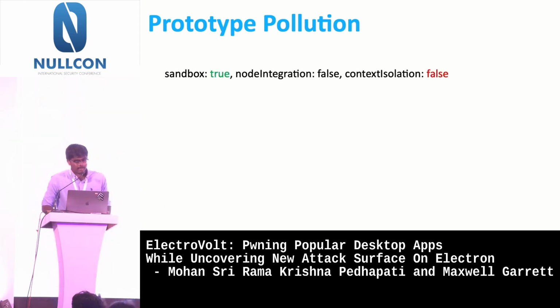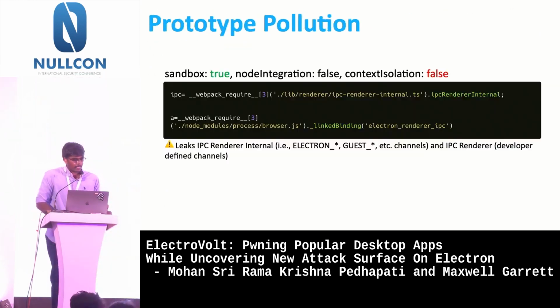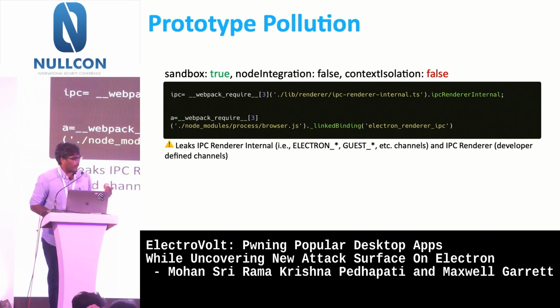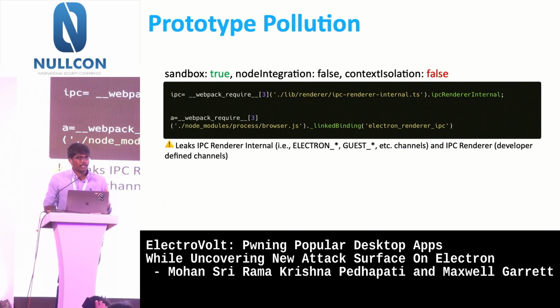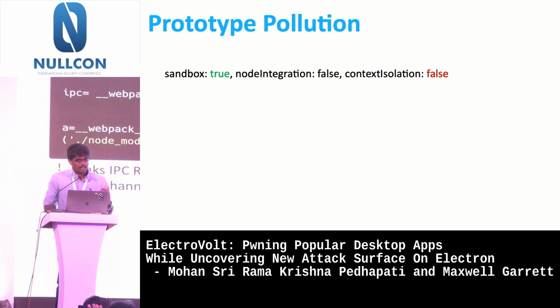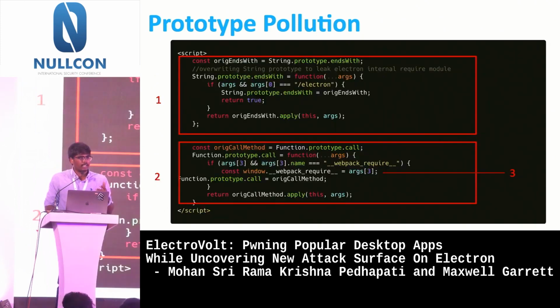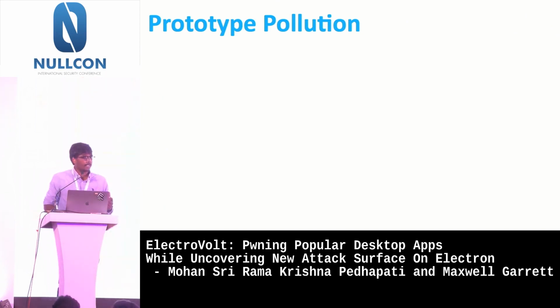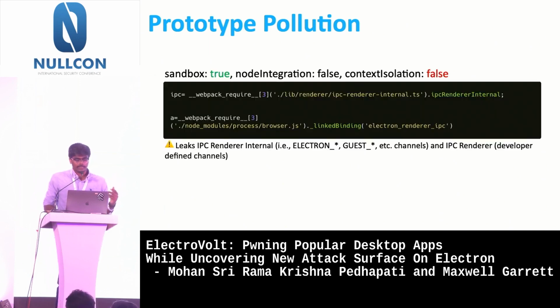With that leaked IPC, here you can see we are leaking the webpack require, and we can get access to all the Electron internal modules. You can find more about this in my blog. This is a little complicated to understand on the slides, but if you debug Electron, you can understand the prototype pollution gadget. It's just messing with the Electron internal code and leaking the IPC module, which is useful for us to talk to the main process directly.